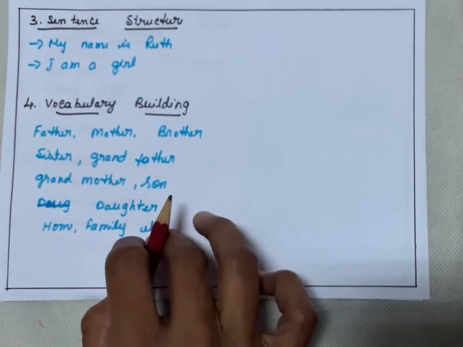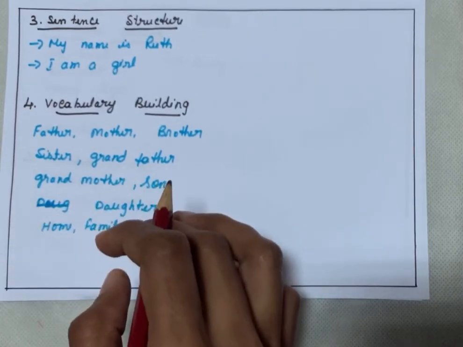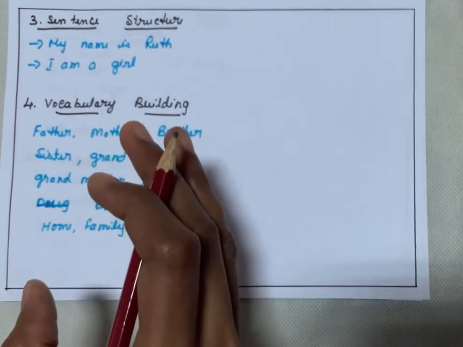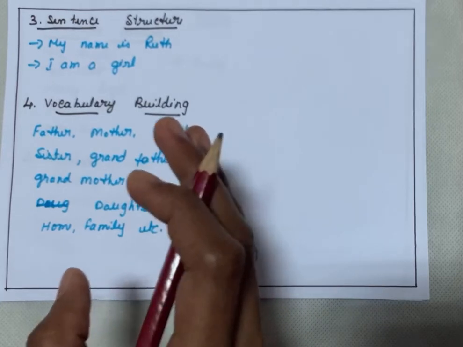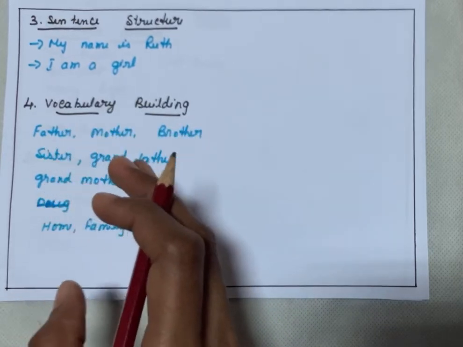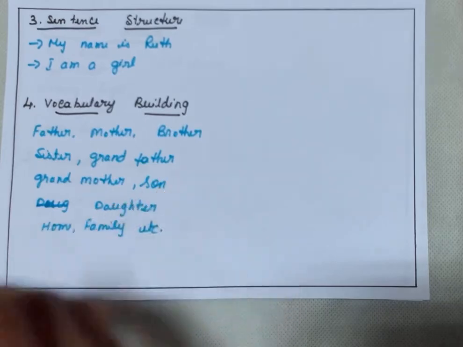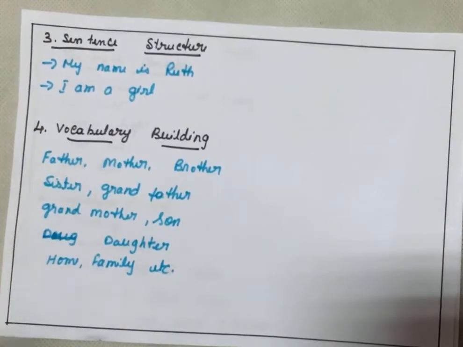So teach them to identify. They have to be able to tell who is grandfather, who is grandmother, who is son, who is sister, who is daughter. They should know to tell them. So this is all about the English syllabus. Now let's move on to the math syllabus.